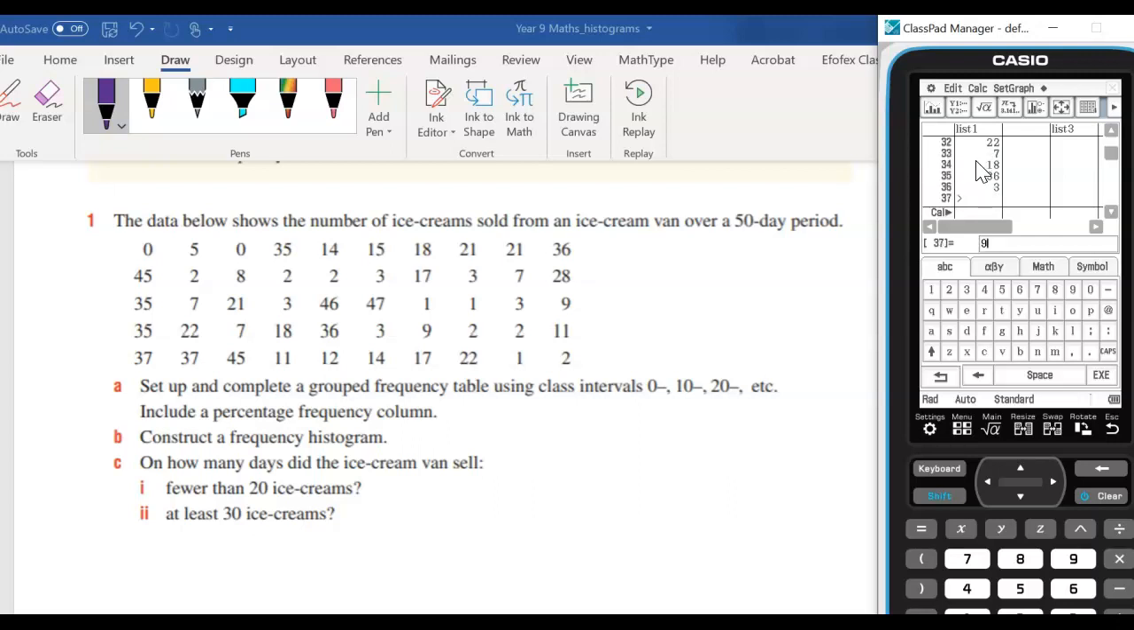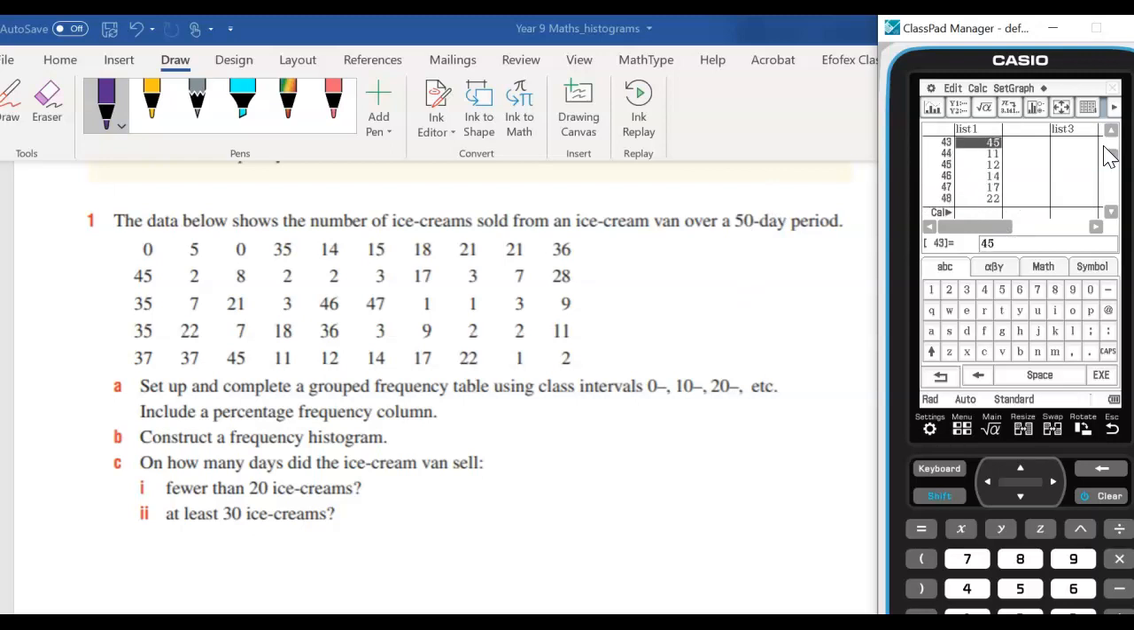36, 3, 9, 2, 2, 11, oops, 37. Now what you would usually do is once you've entered them in, you would also double check. Sometimes you might forget to press enter and you end up with like 1,722 or something. We know there's 50 values because it says in the question, so great, I haven't missed anything.